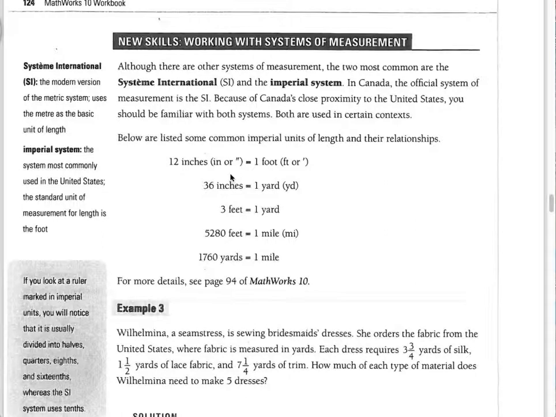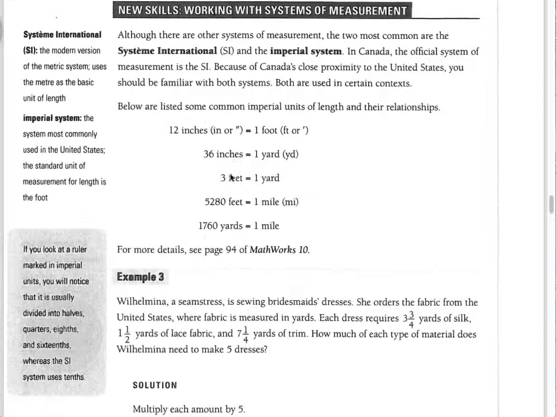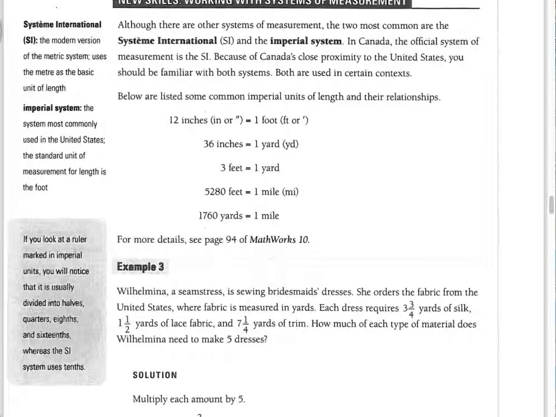On page 124, it's talking about working with systems of measurement. So here's where we talk about systems SI, which is System International, and the Imperial. Imperial they use in the US, but they also use it in the UK. Here we use the System International. Because of Canada's close proximity to the United States, you'll have to become familiar with both systems because both are used in certain contexts. So you have in your data pages how these two systems relate to each other and what the conversions are between both.